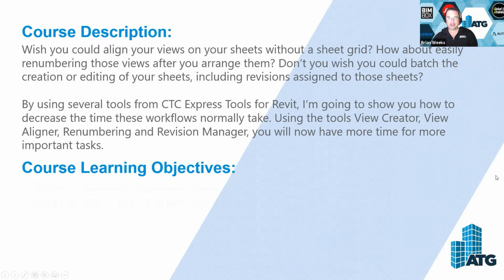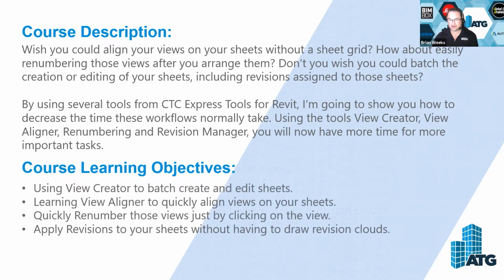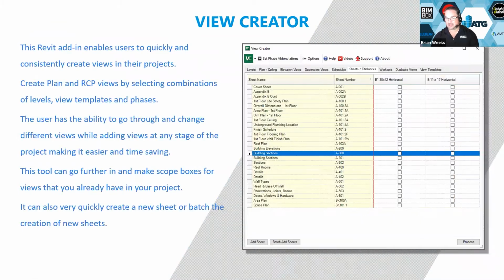With these tools I'm going to show you today, we're going to take a look at View Creator, View Aligner, Renumbering, and Revisions. Of these tools, Renumbering and View Aligner are actually free tools, and View Creator and Revisions are premium tools. All the CTC tool sets have 14-day trials, so you can download those and try them out. During the 14 days, you can try all the tools. After the 14 days, the premium tools, of course, stop working, but you can still continue to use the free tools. That's one of the cool things about the trial, that you can try both workflows and see which ones you like. But as for the premium tools, they wouldn't be premium if they weren't great tools.